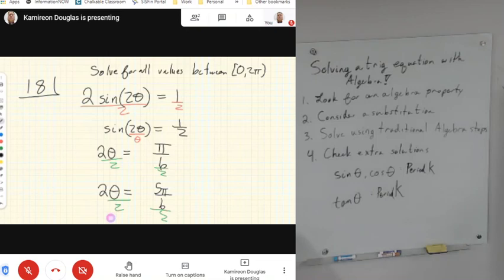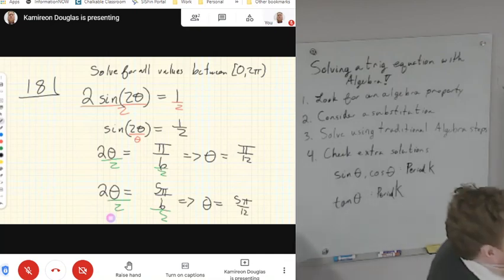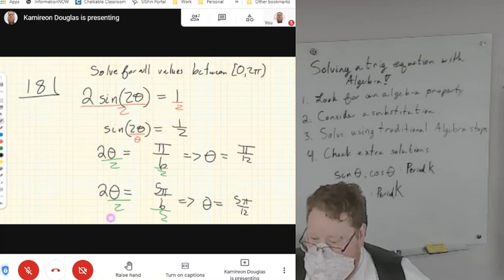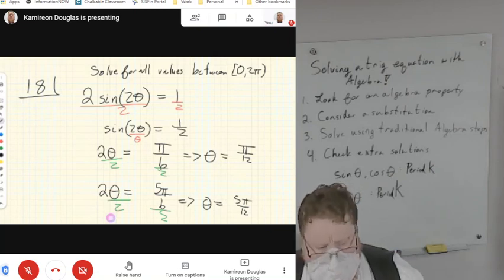So what do I get as my answers? What I get for the first one, theta is equal to pi over 12. And for the second one, theta is equal to 5 pi over 12. So the book says, well, don't you see a pattern? Like, what did we end up doing to get to our answer? Well, we divided everything by 2.